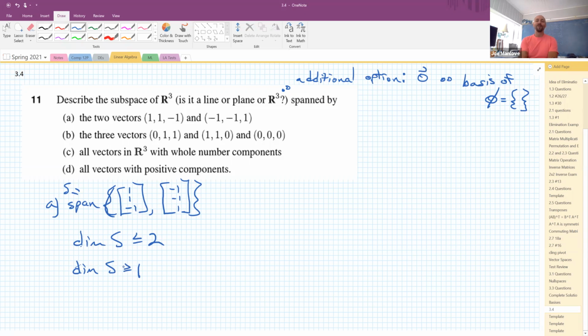What am I looking for in linear dependence? I've got two vectors, right? I just want to know if they're on a line or on a plane.